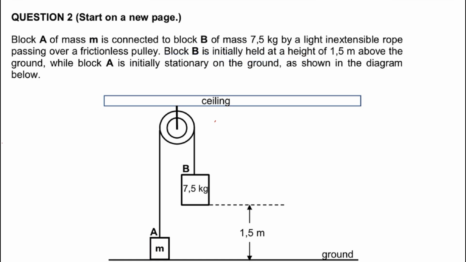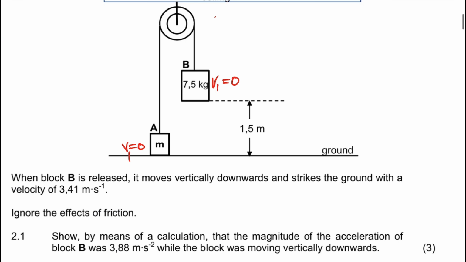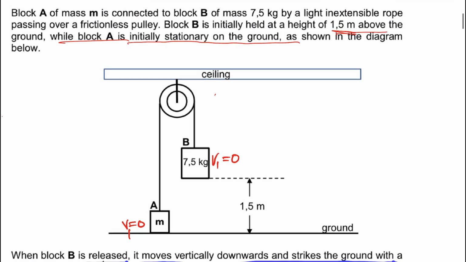So that means if it's initially held, its initial velocity is 0, and it is 1.5 meters above the ground, while block A is initially stationary on the ground. So both blocks are initially stationary, so their initial velocities are 0. Now it says at the bottom, when block B is released, it moves vertically downwards and strikes the ground with a velocity of 3.41 meters per second.